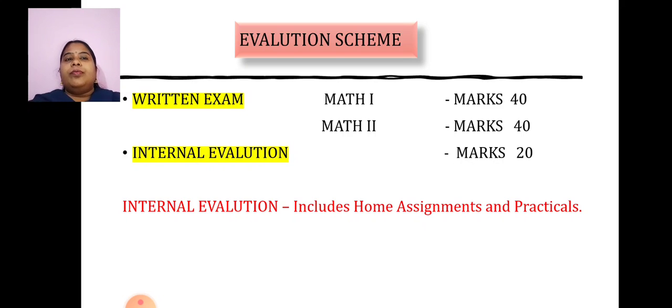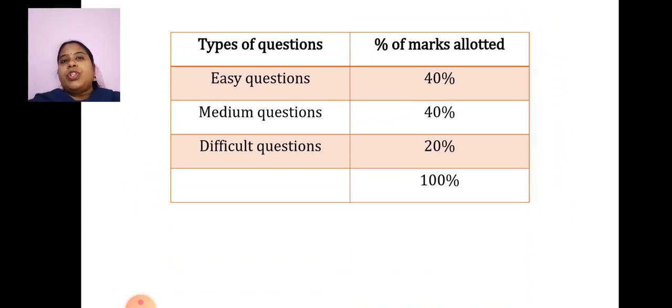Okay. Then what type of questions will be asked in board exam? Like how marks are allotted, what percentage is given? Easy questions 40%, medium questions 40%, and difficult questions 20%. Now 40% of the total means approximately 24 marks. 40% means 24 marks easy questions.